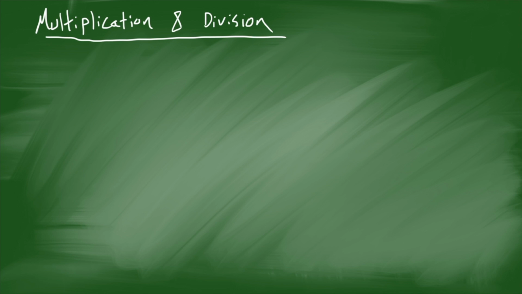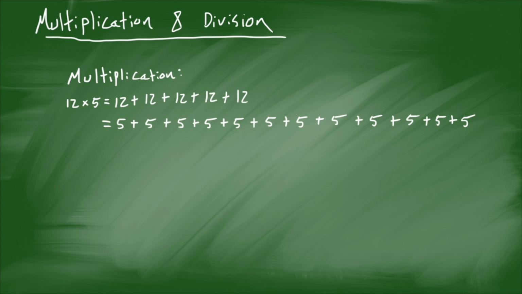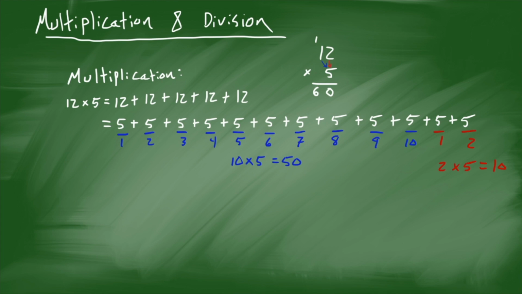Why does the 5 interact with the second place value in multiplication, but not addition? In multiplication, we have 12 times 5, which is 12 plus 12 plus 12 plus 12 plus 12, or 5 plus 5 plus 5 and so on, twelve 5s. Looking at it in this form, we can break it into a set of blue and a set of red. The blue set will have 10 groups, and the red set will have 2 groups.